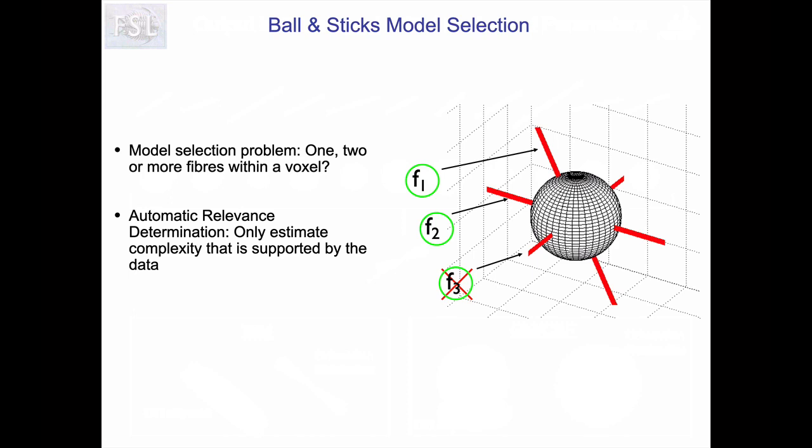So we need some automatic way to determine, based on the diffusion data itself, how many fiber orientations we should estimate within each voxel. And the technique that we use for that is called automatic relevance determination, or ARD. The basic idea here is that we only estimate multiple fiber orientations if there's evidence within the data for the existence of those multiple fiber orientations. Mathematically, we add to our Bayesian analysis in a Markov chain Monte Carlo a prior belief to the second and third volume fraction that these volume fractions are very small. Essentially, we say that we think they are very close to 0.